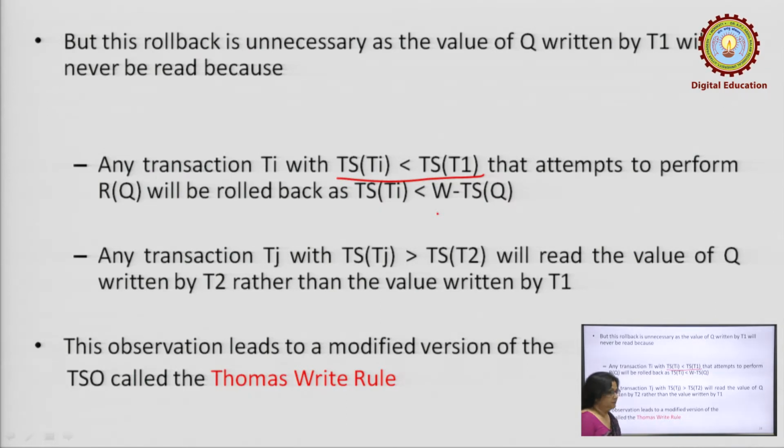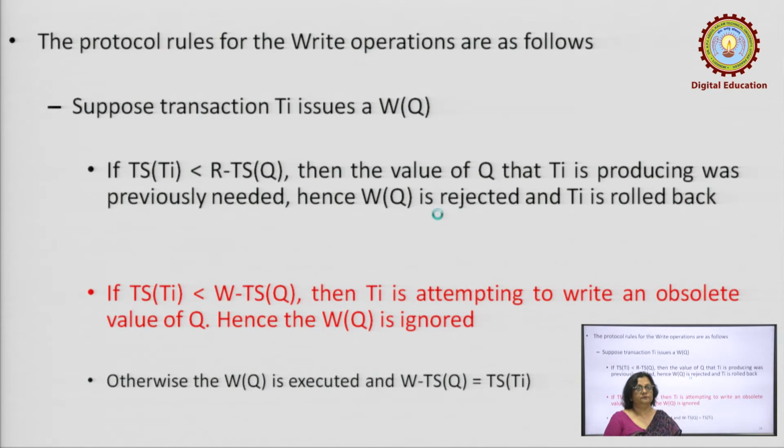TSO protocol. Any transaction Tj with TS of Tj greater than timestamp of T2, that is any transaction Tj that occurs after T2, will read the value of Q which is written by T2 instead of reading the value of Q written by T1. So, these observations lead to the modified version of the timestamp ordering protocol, which is called the Thomas's write rule.